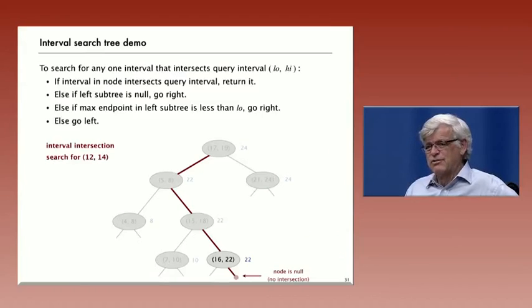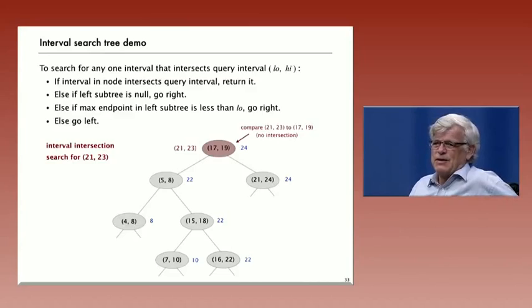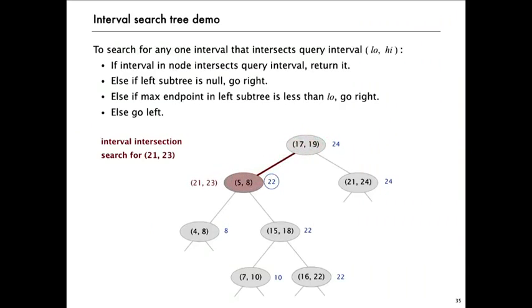So in both cases, we just went along one path in the tree to determine whether or not there was an interval intersection. Let's look at one more example, 21, 23. Let's see, 21 through 23 to 17, 19. They do not intersect. So now what are we going to do next? We're going to compare the left subtree, and 22 falls within our interval, it's not less than ours, so there might be an intersection there, so we better go to the left. So we do go to the left.